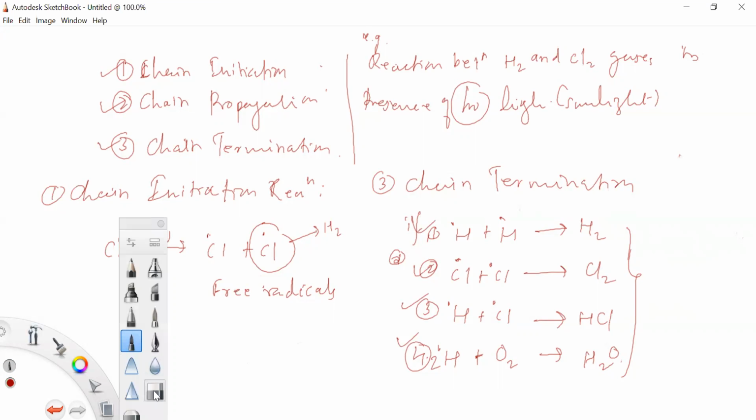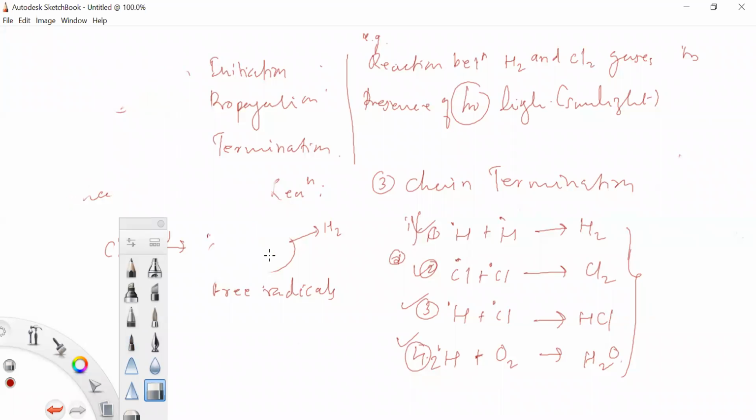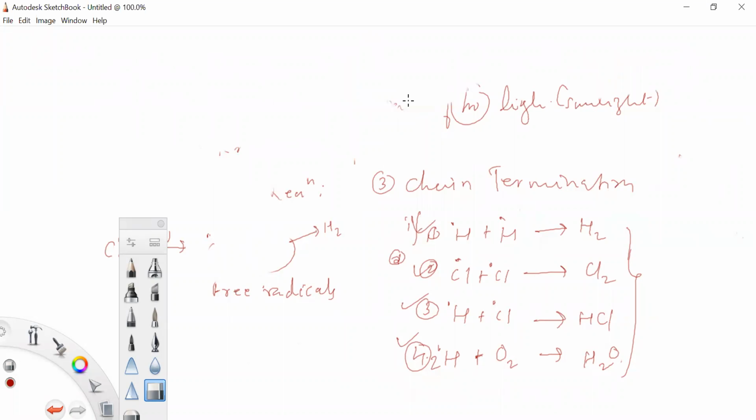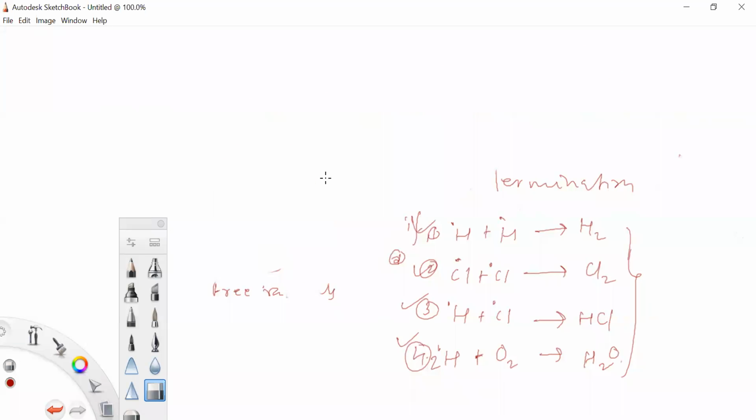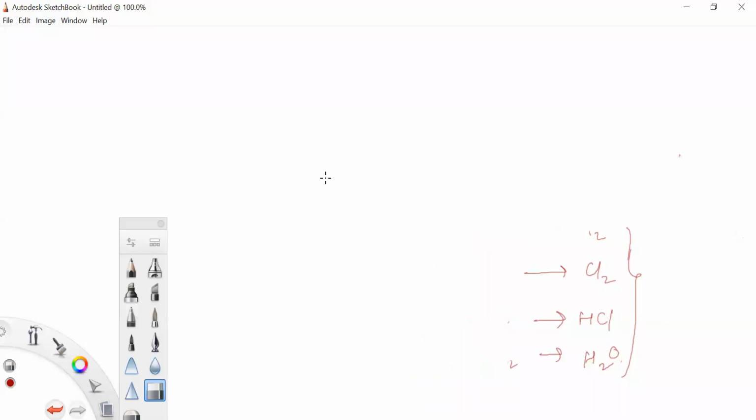The second example of a chain reaction is the thermal decomposition of acetaldehyde. In the thermal decomposition of acetaldehyde, free radicals, methyl radicals, will be formed. The reactions between these, just see.